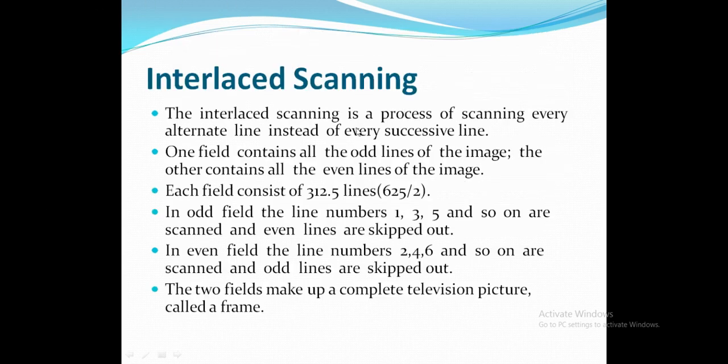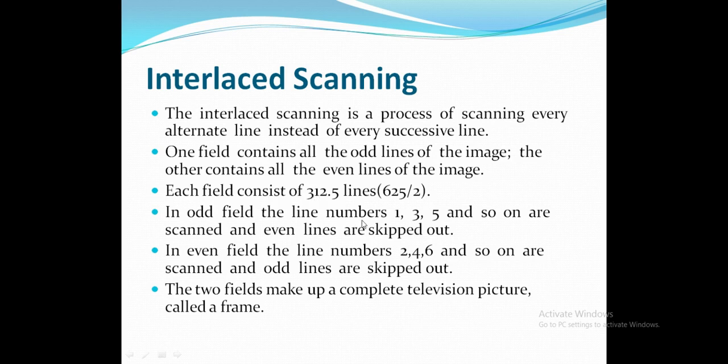Next one is interlaced scanning. So interlaced scanning is a process of scanning every alternate line instead of every successive line. So in progressive scanning we scan each and every line, but here we are scanning every alternate line, instead of successive lines. So here one field contains all the odd lines of the image and the other field contains the even lines of the image. Actually we use a 625 line system that is divided into two fields, that is 312.5 lines. Each field consists of 312.5 lines.